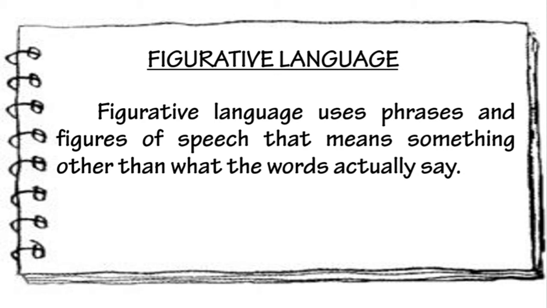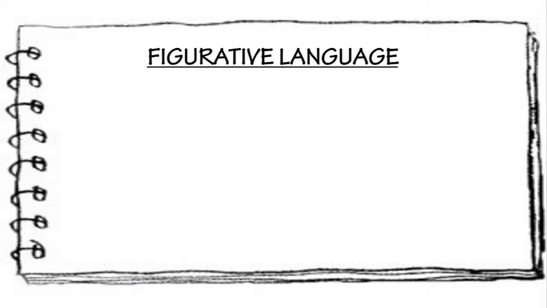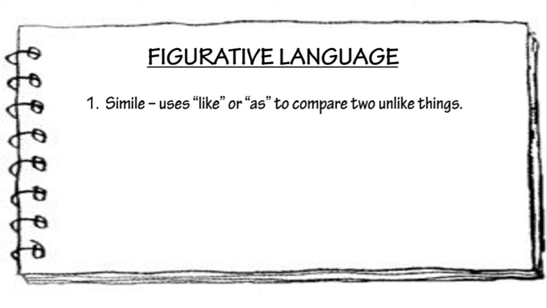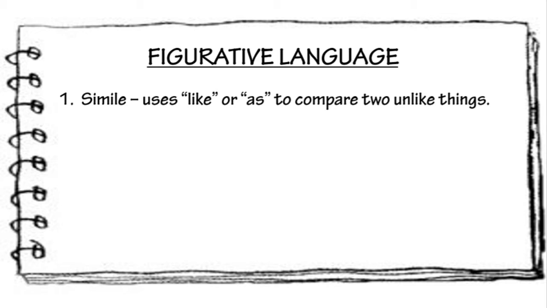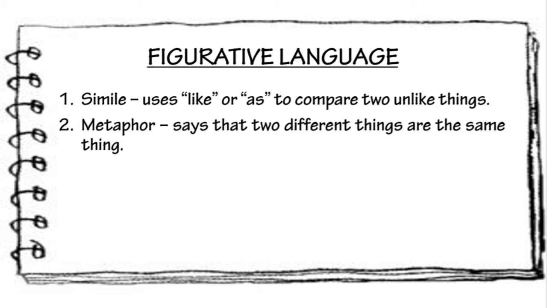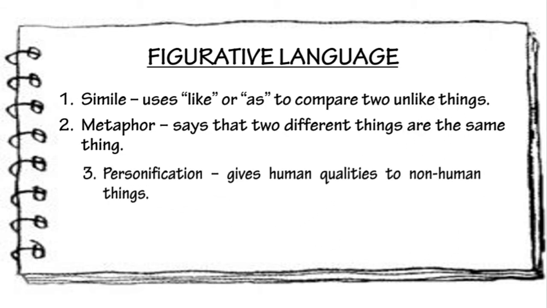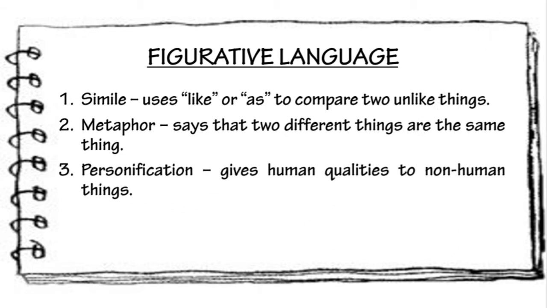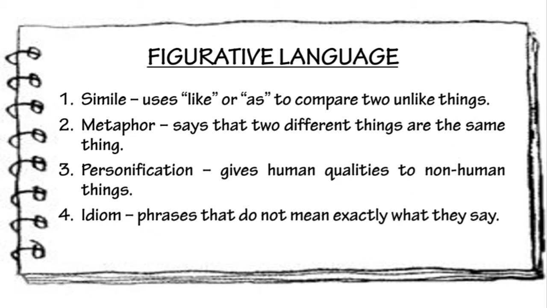So, there are several figurative devices that can be used as a tool for a writer to appeal to the senses of the reader. These figurative devices were already discussed from our previous lesson. First we have the simile. Simile uses like or as to compare two unlike things. Second, the metaphor. Metaphor says that two different things are the same thing. Next, personification. Personification gives human qualities to non-human things. And lastly, idiom. Idioms are phrases that do not mean exactly what they say. Here is an example.